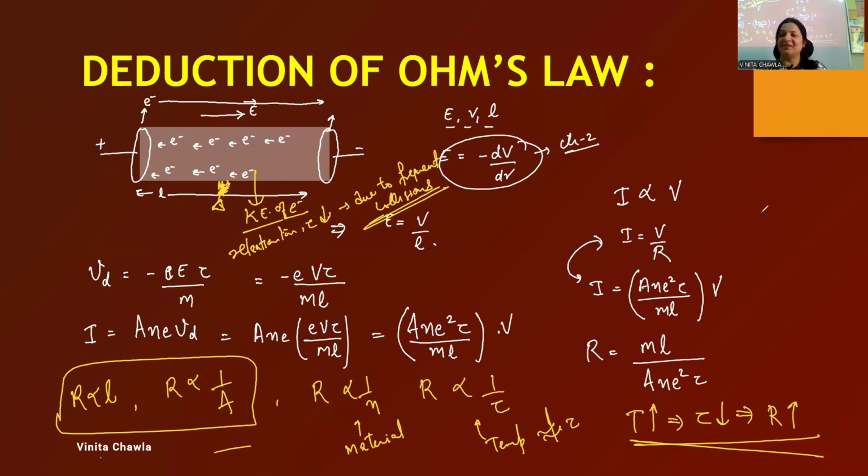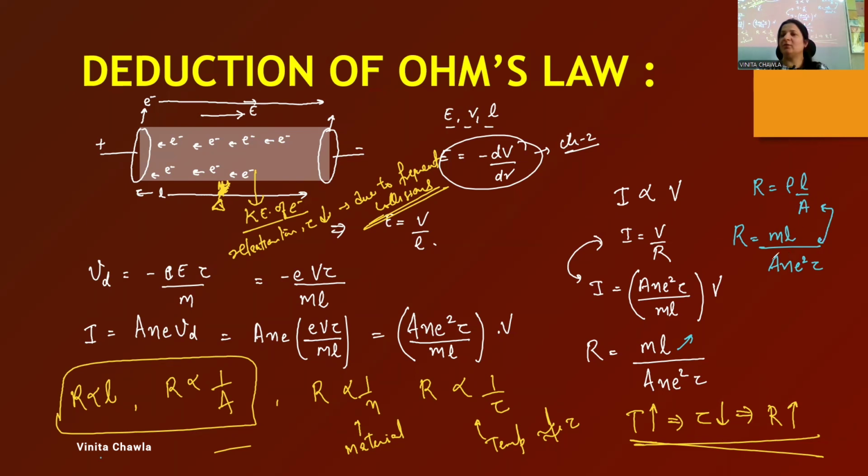अच्छा, एक चीज और है. We know that R is equal to rho L by A, right? And from here we get R as m L upon A n e square tau. So from here we can get the expression for rho also. है ना? Compare these two, you'll get the expression for rho. What will you get? On comparing these two, you'll get rho.